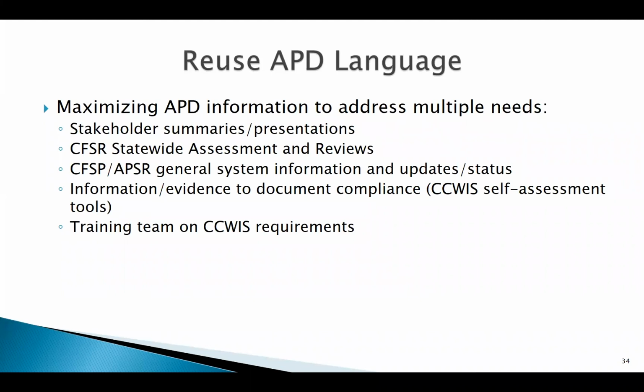In your CFSR statewide assessment, there's a whole section basically on the IT system. Again, rather than recreating the wheel, you can, for the most part, cut and paste sections of your APD to use in that part of that document. Same thing goes with your 4B plan. There's an annual plan and then your 5-year plan, and there's a section of that plan where it asks, what have you been doing with your APD or with your automated system, with your child welfare system? If you just cut and paste, this is what we planned on, and maybe you're already doing these things, there's no reason to have to redo all of that work if the information is captured somewhere else.